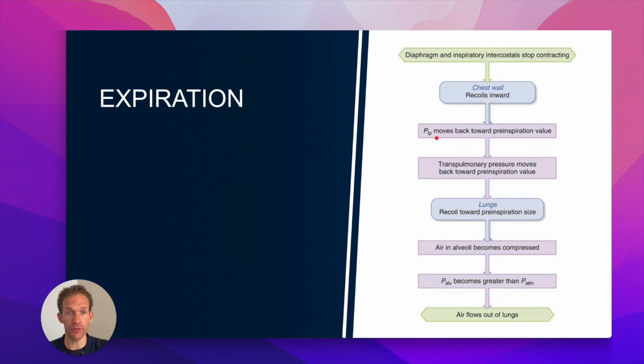Expiration is the opposite. You want to make sure you relax the diaphragm, so the diaphragm will push up, your ribs will come down, the lung volume will drop, pressure inside the lungs will increase, which will cause a pressure difference in the opposite direction and will cause air to flow out from the lungs back into the atmosphere. Expiration.